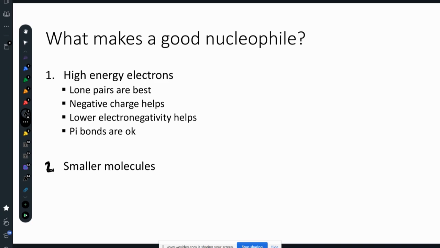The second one that I listed there is not necessarily one you would think of, but smaller molecules are usually better nucleophiles. And here's the reason.